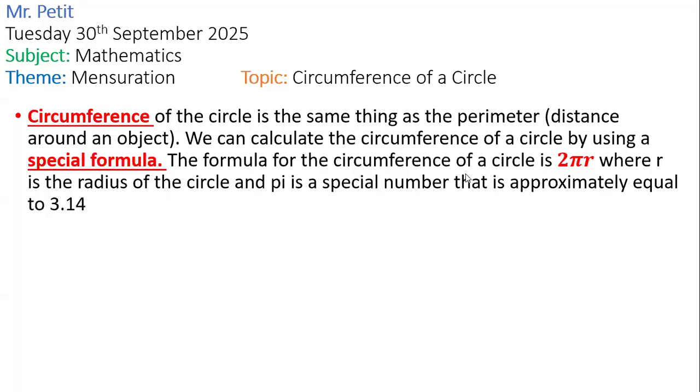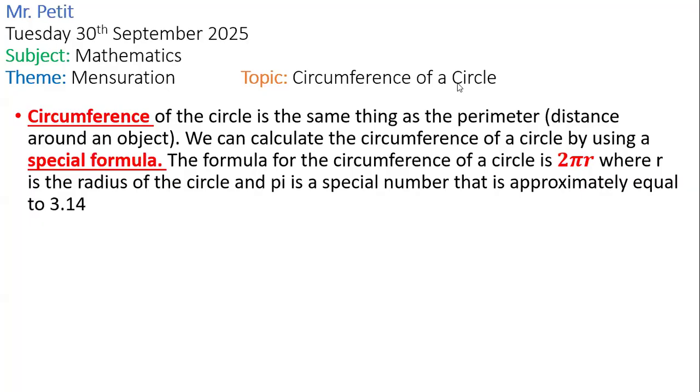So pi r squared is the area, right? Yes, pi r squared is the area. Thank you. So don't mix it up. All right. Good.